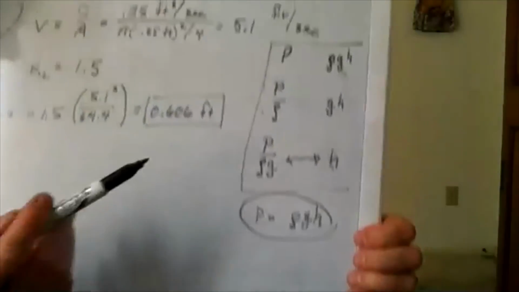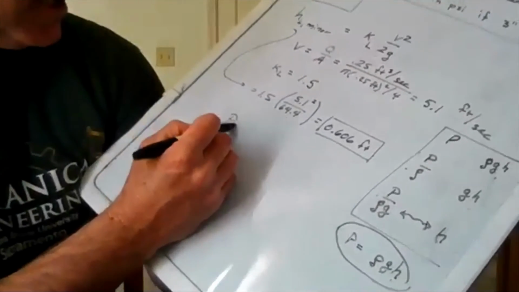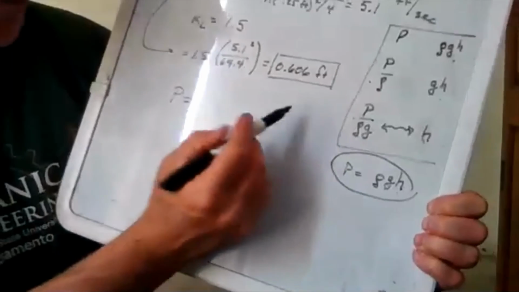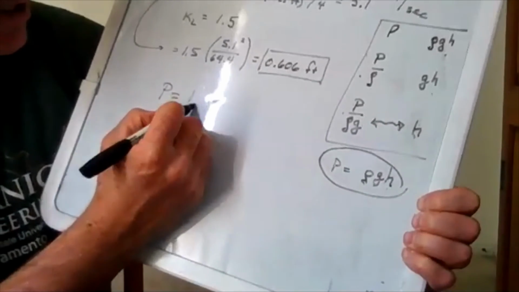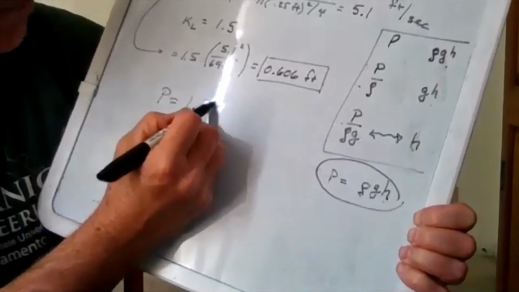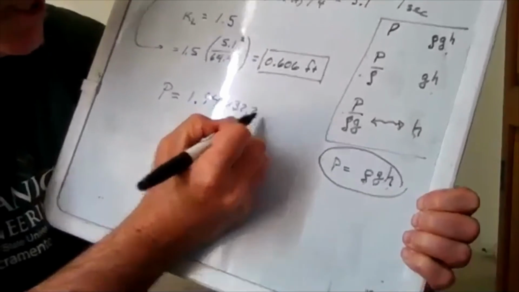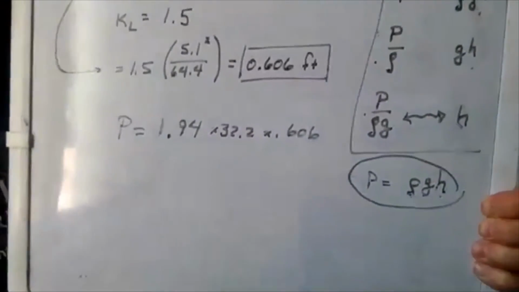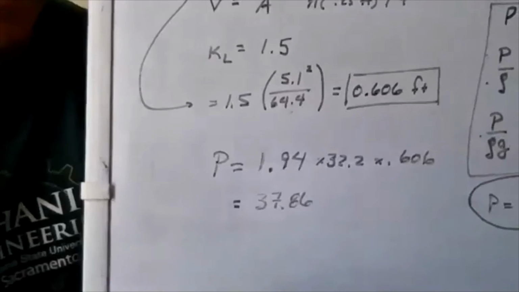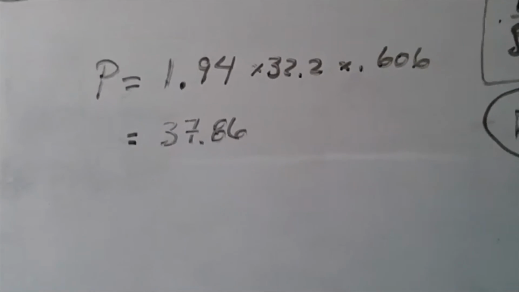So this term right here, this 0.606 feet, is feet essentially of water. So to get to the pressure, I would actually take that 0.606 feet and multiply it by the density of water, which is 1.94, and multiply it by 32.2. And then I'd multiply by the 0.606 feet. So I'll try that really quickly on my calculator and see what I get. My calculator gives me 37.86. Could that possibly be right?